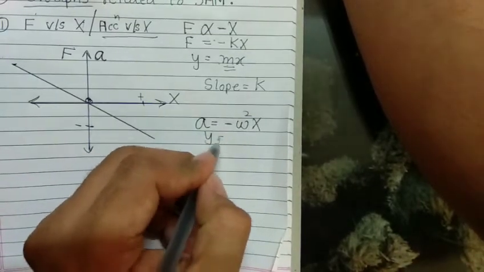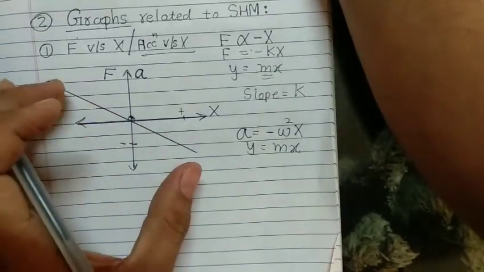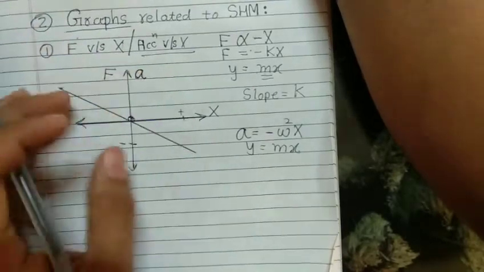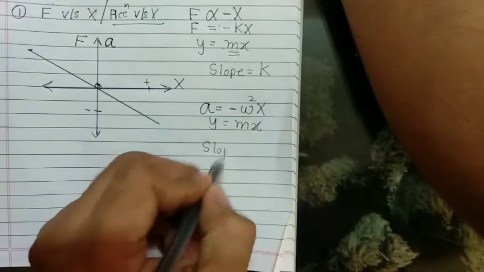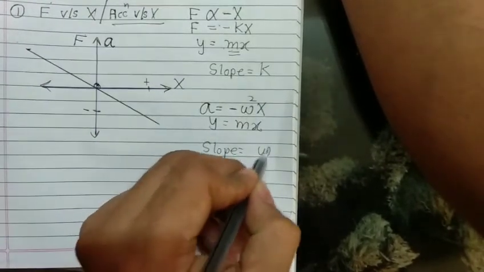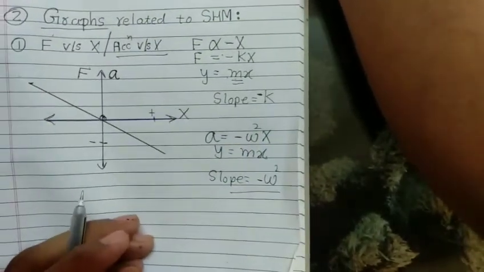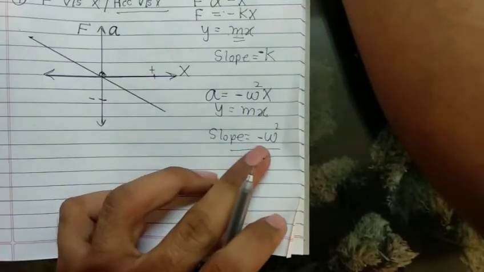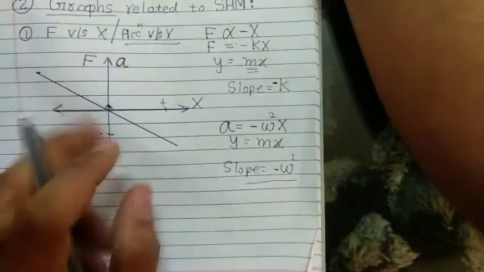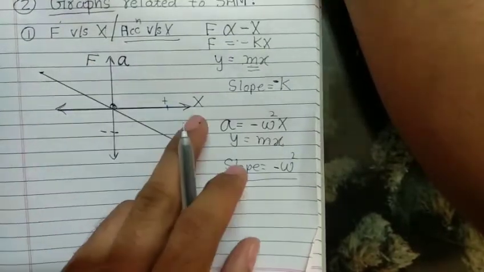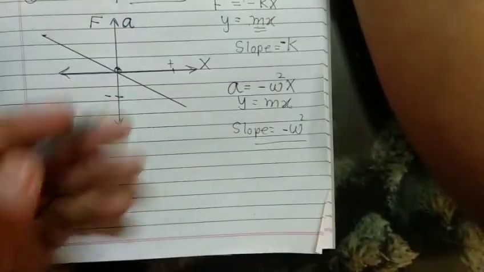This formula is also comparable with y equal to mx. So the graph remains the same only. You can say a similar graph will come for a versus x also. The only difference is, if you are having an a versus x graph, in that graph the slope will be equal to minus omega square. And here also the slope will be equal to minus k. Okay, so the slope will come negative of omega square. So the graph remains the same only. So this graph that you can see is for f versus x, it is also for a versus x. Clear? Okay, now we'll go with the second graph.